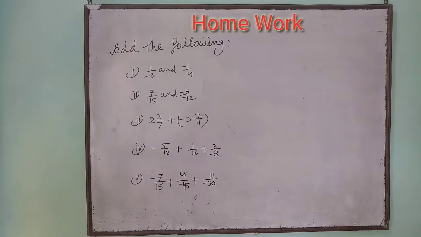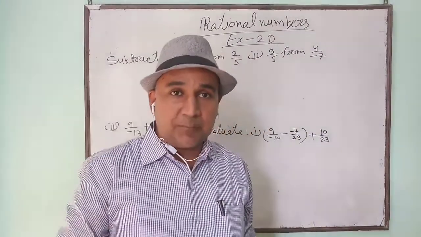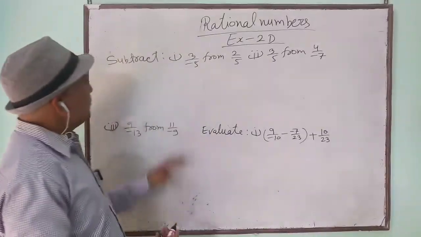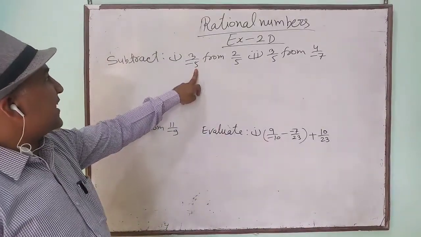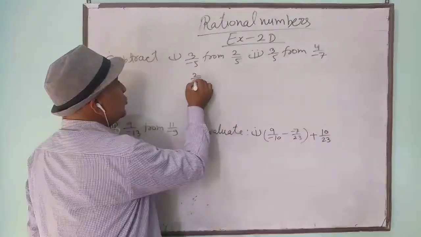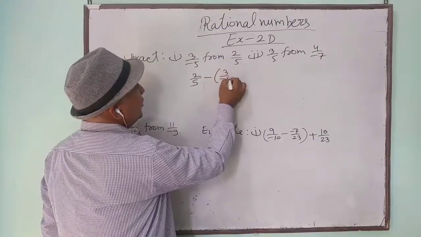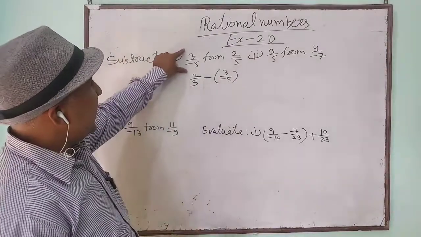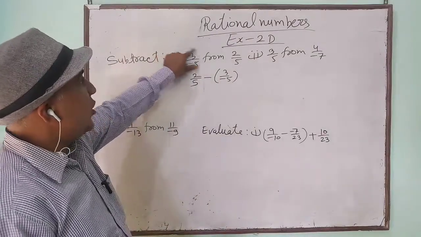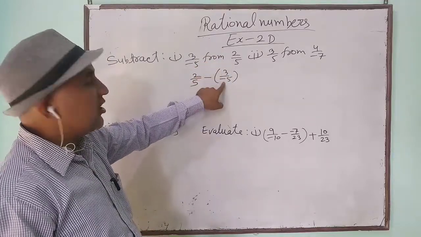Okay, note down. Now we are going to start your next exercise, where you have to study subtraction of the rational numbers. Okay, children, we are going to start subtraction of the rational numbers. Say here, we have to subtract 3 upon minus 5 from 2 upon 5. So we will write 2 by 5 first, minus 3 upon minus 5, because we have to subtract 3 upon minus 5 from 2 by 5.